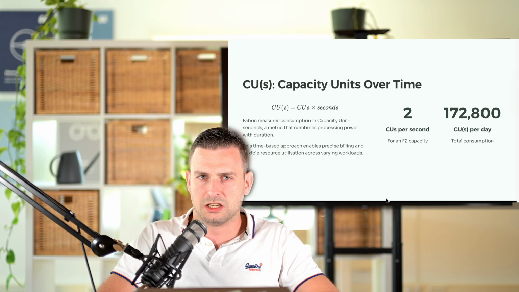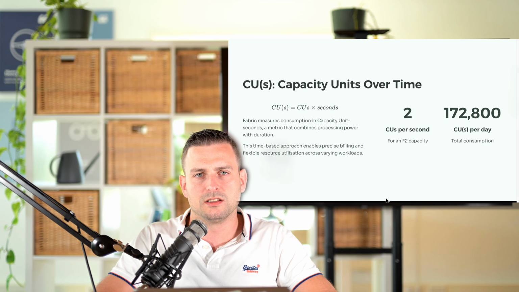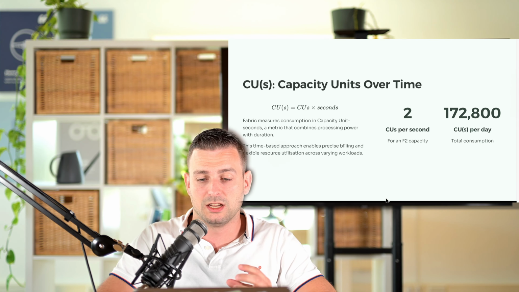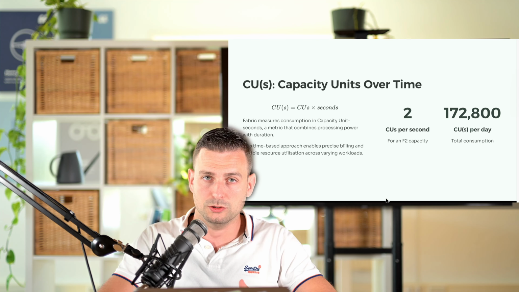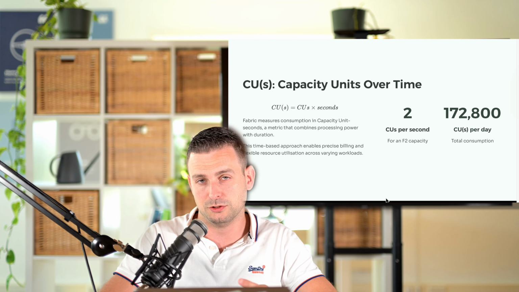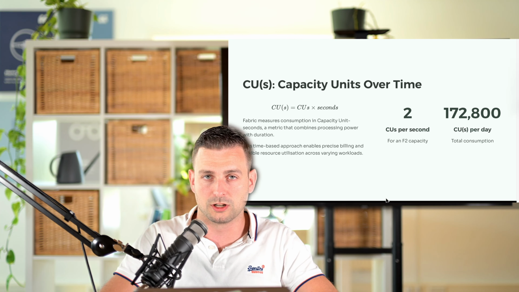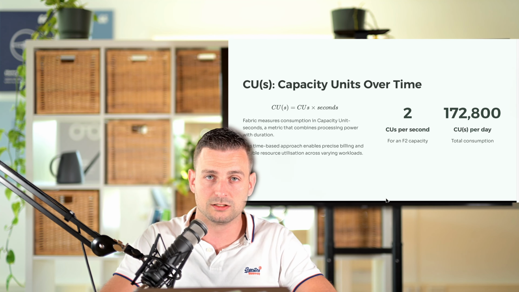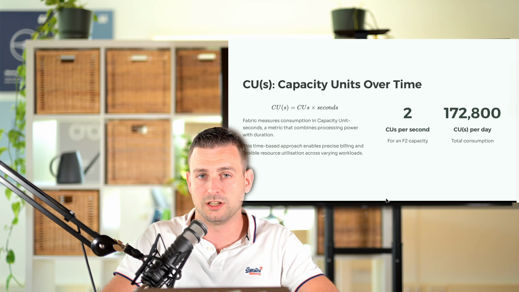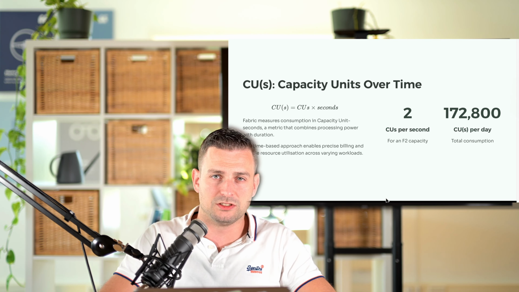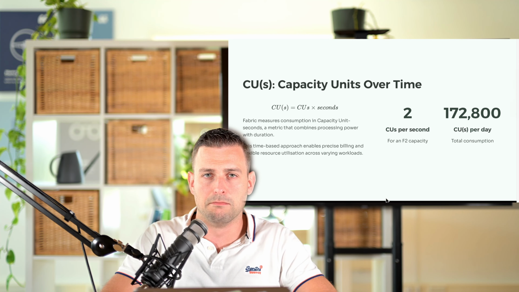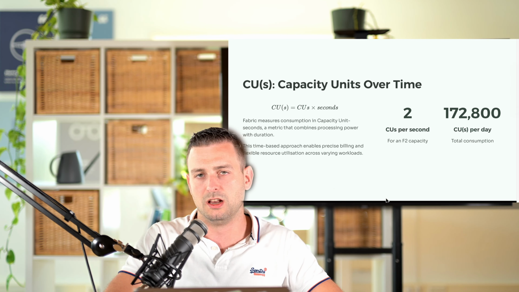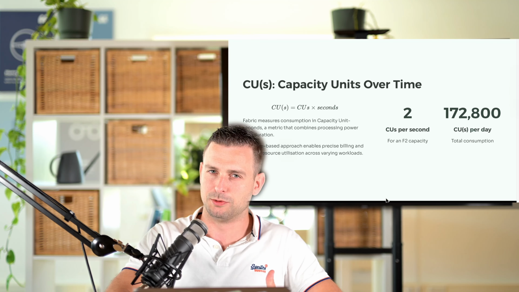This is done by day. Maybe that's the easiest way to think about it, that there are 86,400 seconds in a day. So that means that an F2 capacity with 2 capacity units gives you 2 times 86,400 capacity unit seconds in a day, or 172,800 capacity unit seconds in a day, or CUS. The CUS can be thought of as the amount of compute that you're using, and the capacity units can be thought of as the level of compute that you're buying at any moment in time, if that makes sense.